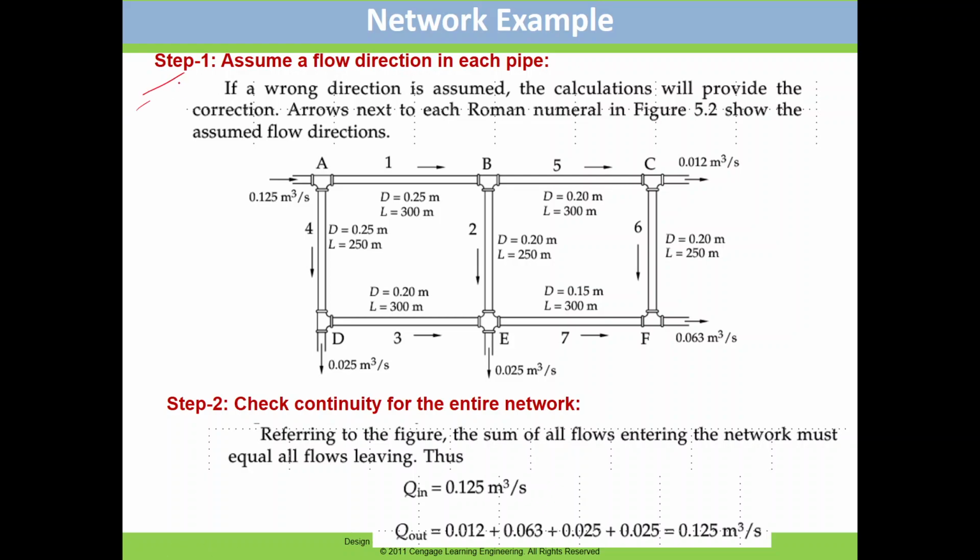So let's do the first step, giving the direction to the network. Here we have given the direction: in line 1 the fluid is moving in this direction, in line 4 the fluid is moving in this direction, in line 2 the fluid is moving in this direction, and in line 3 the fluid is moving in this direction. Similarly, in line 5 the fluid is moving in this direction. So these are our assumed directions.